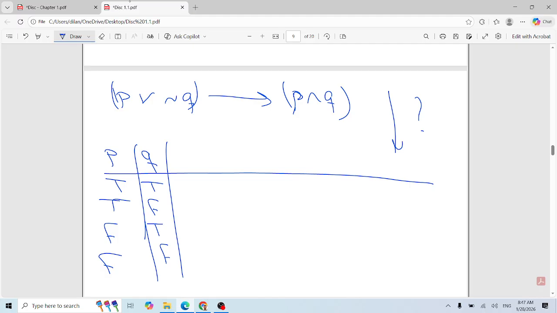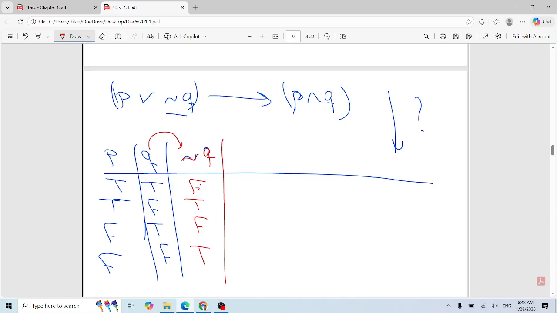Because I have 2 propositions, I have 4 rows. Why? 2 to the power 2, you remember, 2 to the power of the number of propositions. Good. So in that case, I want negation Q. I say negation Q is false, true, false, true. Do you agree with me? Negation Q.